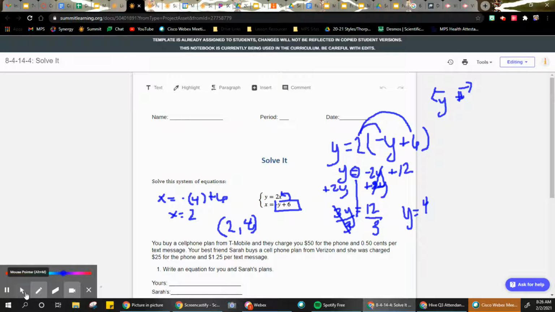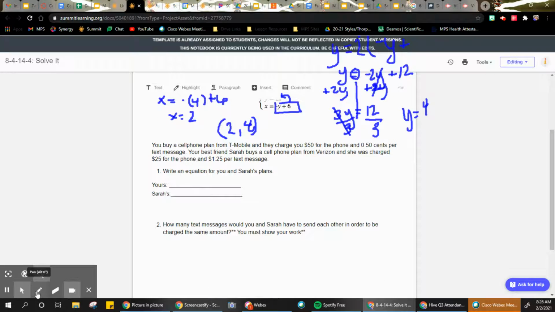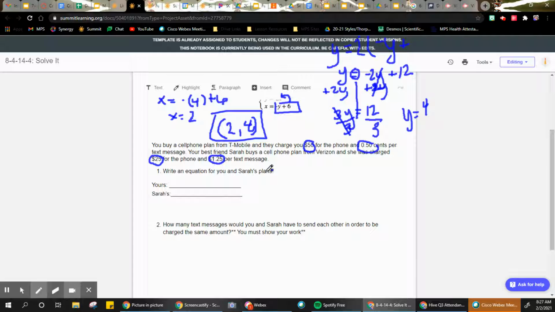All right, so now we have the first one solved. We got it. It's 2, 4. Okay, so then we need to go on to our next part, which is going to be this equation here. So you buy a cell phone plan at T-Mobile, and they charge you $50 to set up your phone and 50 cents per text message. Your best friend Sarah buys a plan from Verizon, and she was charged $25 for the phone, but $1.25 for the text message. So the first thing I want you to do is write your equation.